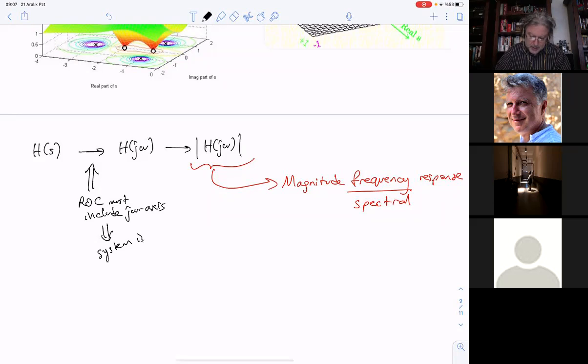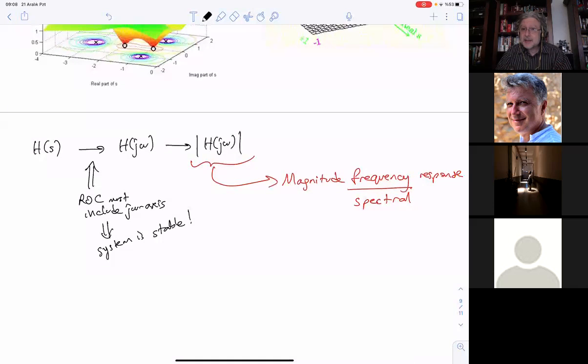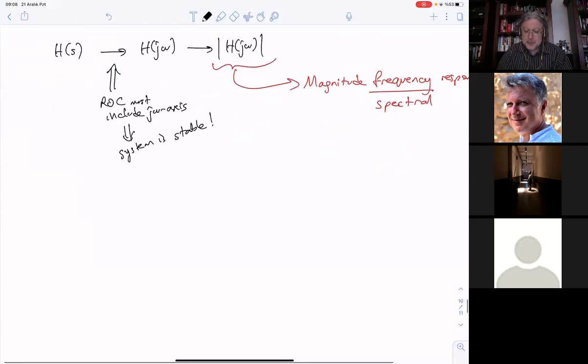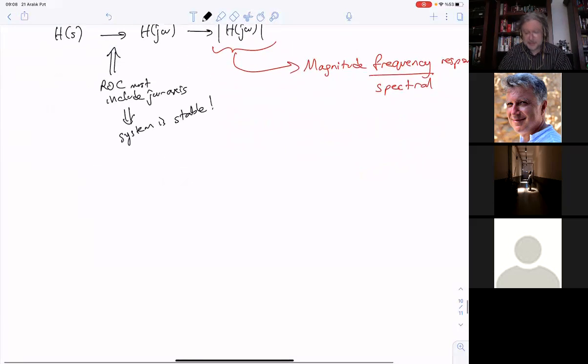The system is stable. So if the system is stable, how can we take a look at what is the magnitude of H of j omega? As a matter of fact, the results that I will give you are even more general than that. Even if the system is not stable, unfortunately, we will still be able to find the magnitude of H of j omega, or we may estimate it, even for unstable systems.